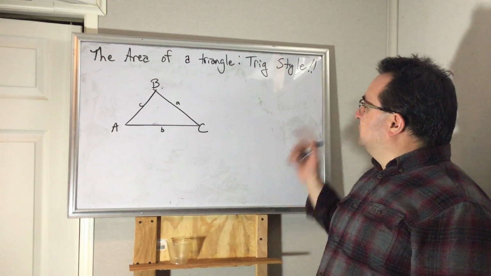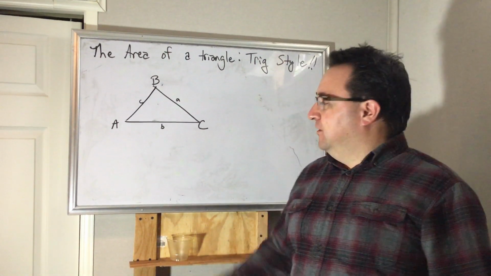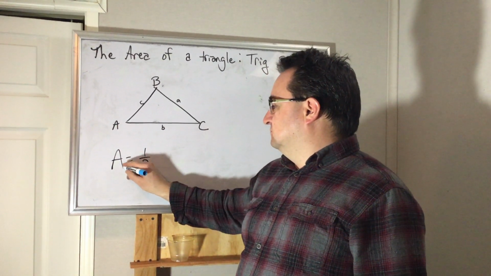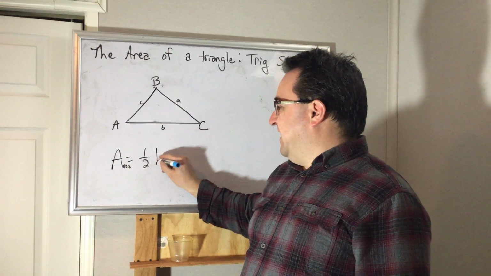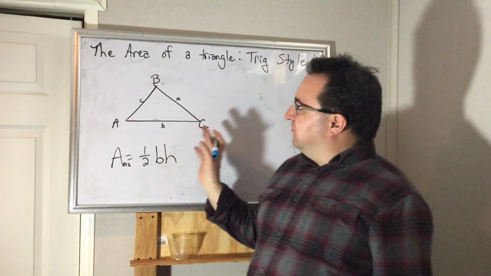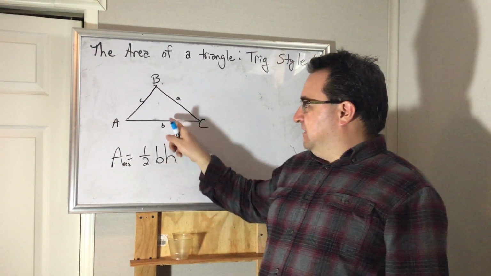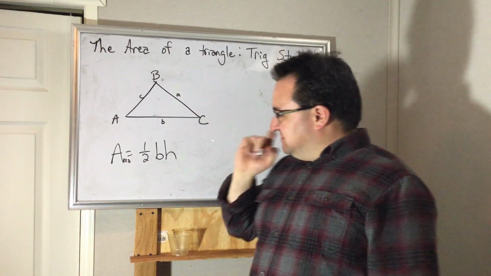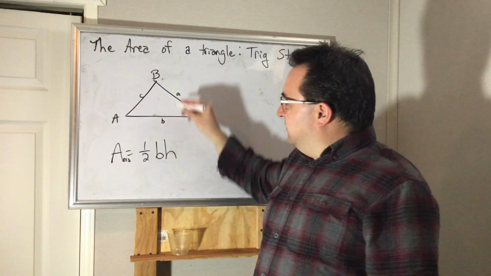Okay, area of a triangle, trig style. So we know from geometry, the area of a triangle is 1/2 the base times the height. Now, here I'm using A, B, and C. This B happens to be the base also. But it's nice and we know this formula.